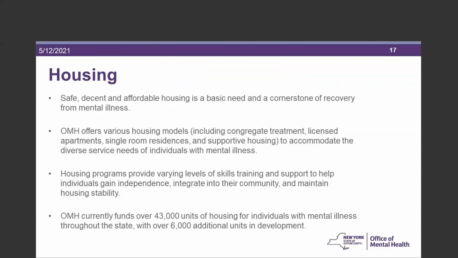OMH also offers a large array of housing supports and services. Housing is a very important basic need that we can almost not start working on recovery without that level of stability. We have all different housing models, from congregate treatment in group settings to single room residences and to supportive housing with things like stipends to live most independently in the community. And there's various levels of skills and training supports available attached to those programs to help people maintain their housing stability. So currently we have over 43,000 units for individuals with serious mental illness.